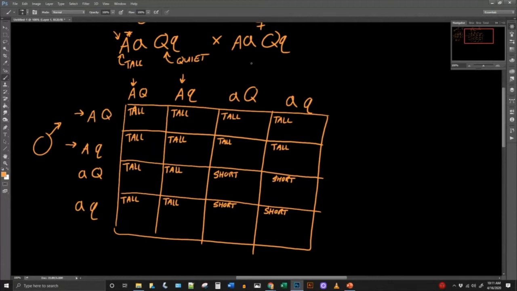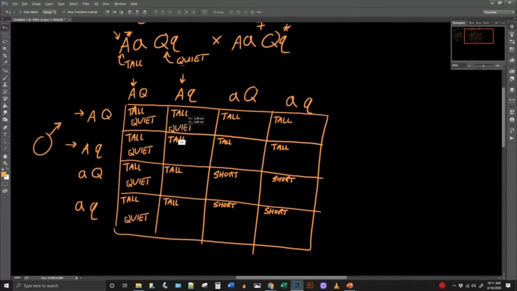Now for gene Q, I said what? Quiet? Okay, so anything that gets a dominant allele is going to be quiet. How about I do it this way? Okay. So this one will be quiet. This one will be quiet. This one would be quiet. Everything in this column, because you're getting a capital Q going down the line.